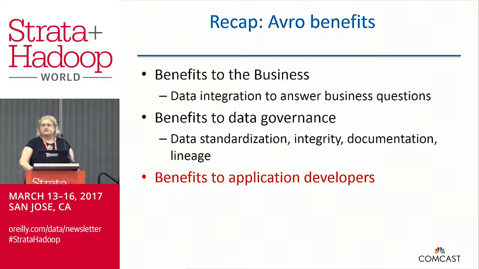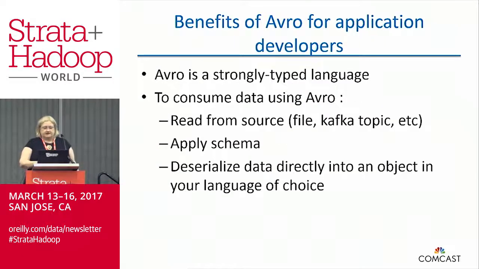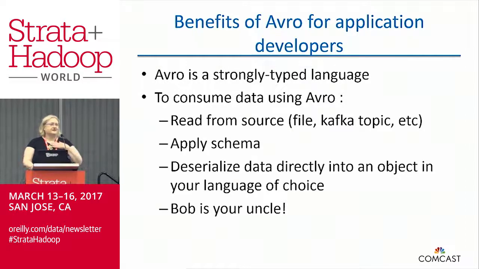And there are also benefits to application developers, which I am not going to go very deeply into, but I got this from my colleague who is a super, super great Java developer. He says, Avro is awesome because Avro is a strongly typed language, so therefore all type checking is done for you. And to consume data, you read it from the source, you apply the schema, and then boom, it's in an object in your language of choice. So in Python, it's in a dictionary. In Java, it's in an object, and the like. So no parsing. Awesome. And Bob is your uncle. And for those who aren't native English speakers, that just means thumbs up. Now you know.